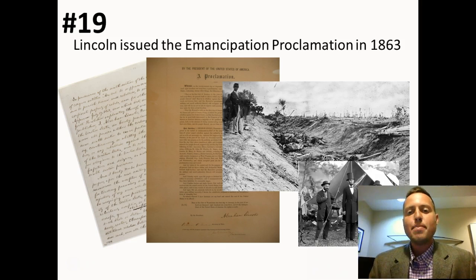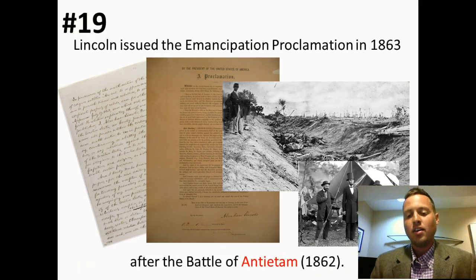Lincoln issued the Emancipation Proclamation on the very first day of 1863, and he did it after Northern success at the Battle of Antietam. Please write that in. At the Battle of Antietam, which happened in late 1862, Lincoln issued the Emancipation Proclamation.